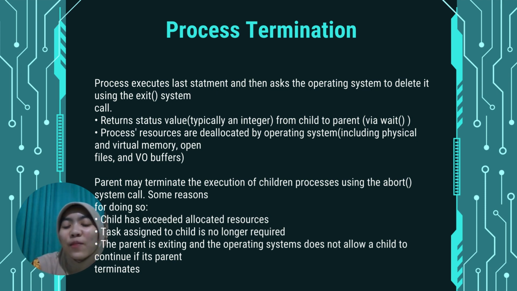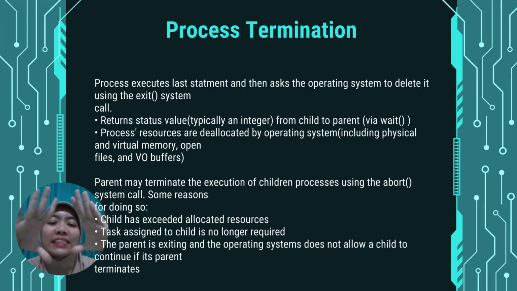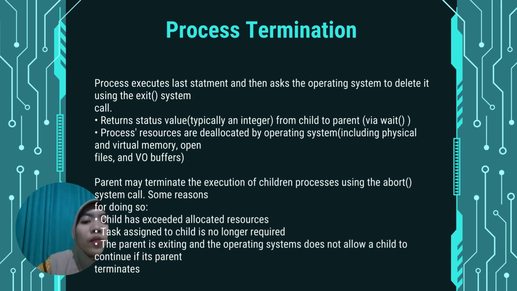The third is about automatic termination by the operating system. If a parent process terminates before its child process, some operating systems automatically terminate all child processes. This ensures that no child process exists without a parent and helps maintain system integrity. The fourth is about the orphan process.